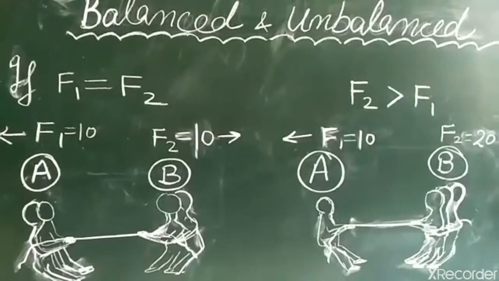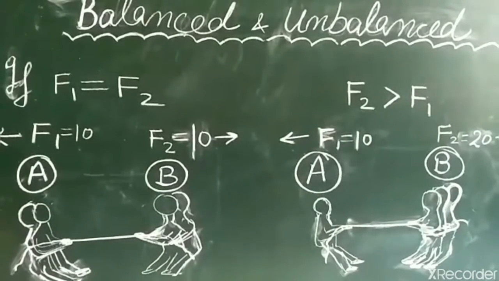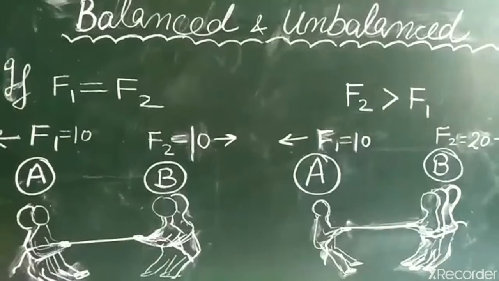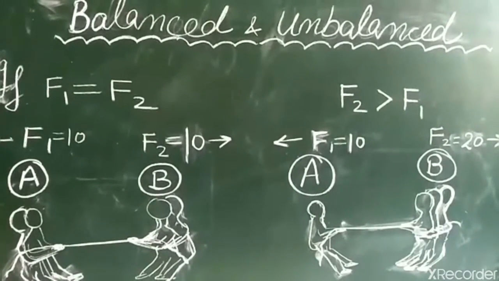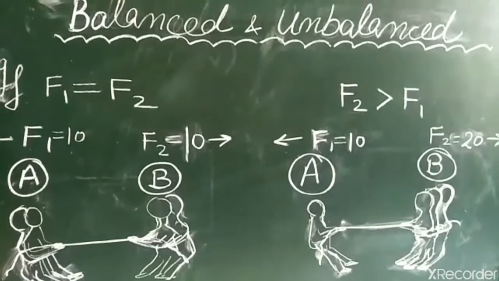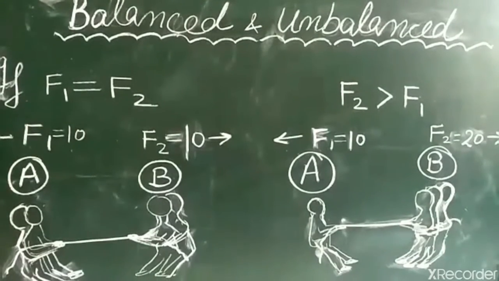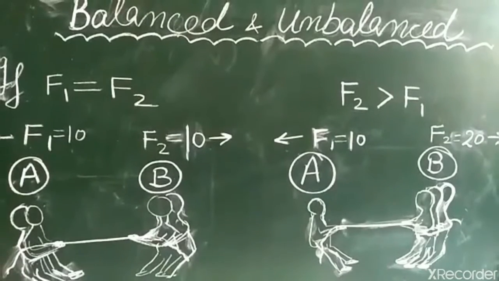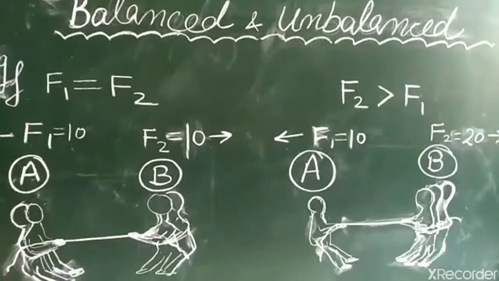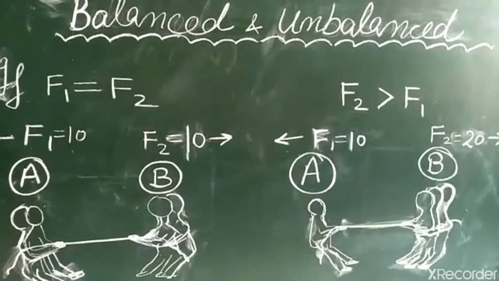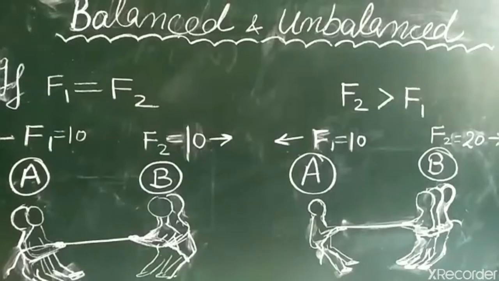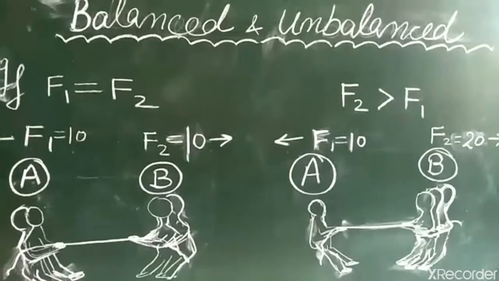Now look at the second picture. Here in team A only one member is there and in team B three members are participating, and we see that F2 is greater than F1. So when they apply force, we see that the rope will come in motion in the right direction. So this type of force, where force 1 or force 2 is greater than the other and causes a change in motion, is called an unbalanced force.